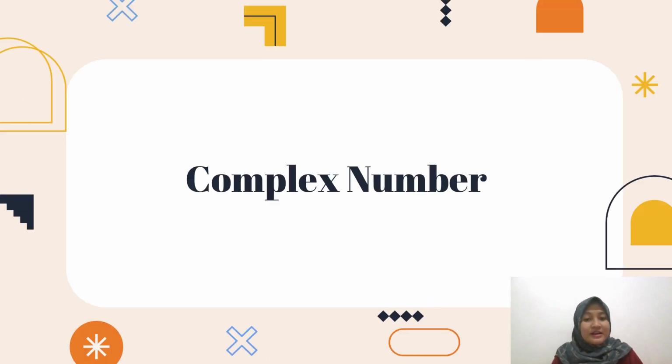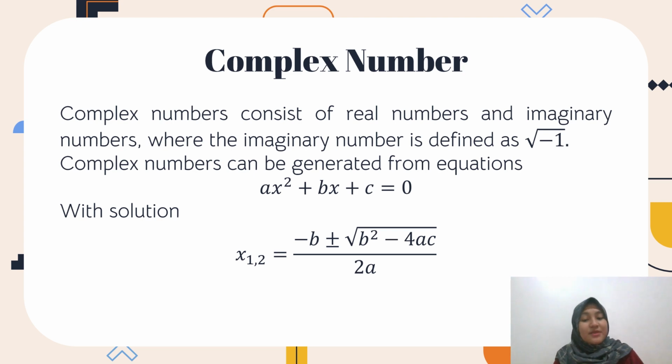In the theory, there are complex numbers, and here is the explanation. A complex number consists of real numbers and imaginary numbers, where the imaginary unit is defined as the square root of -1, and complex numbers can be generated from equations ax squared plus bx plus c equals 0, with solution x1,2 equals minus b plus minus the square root of b squared minus 4ac over 2a.